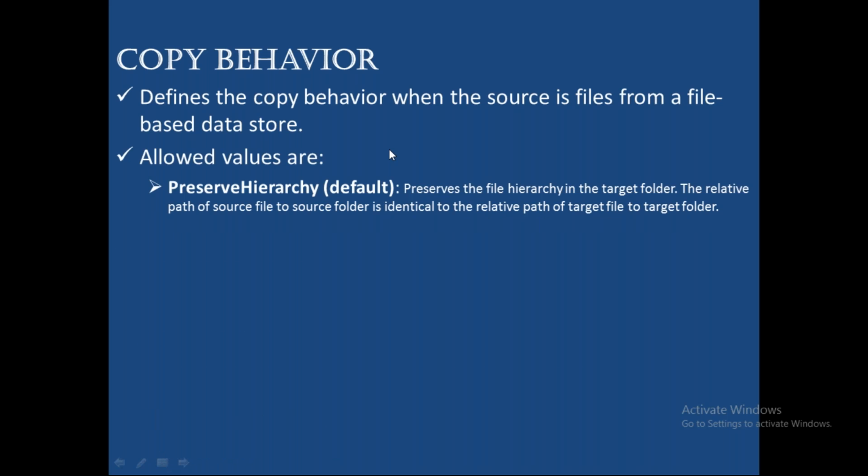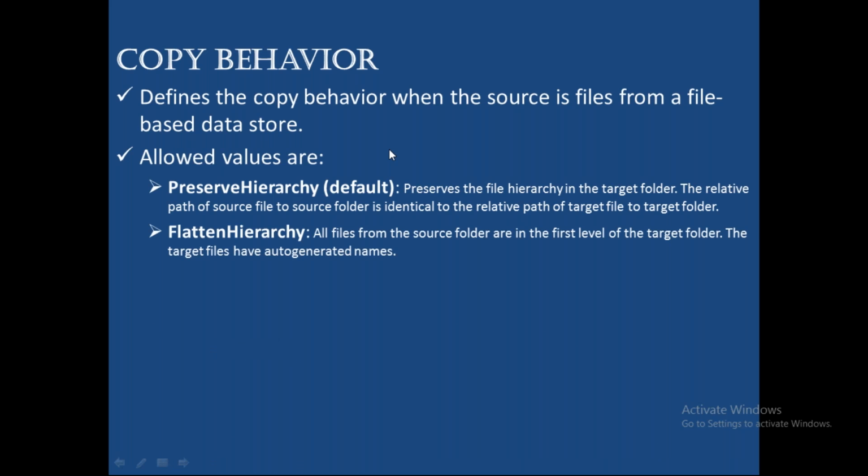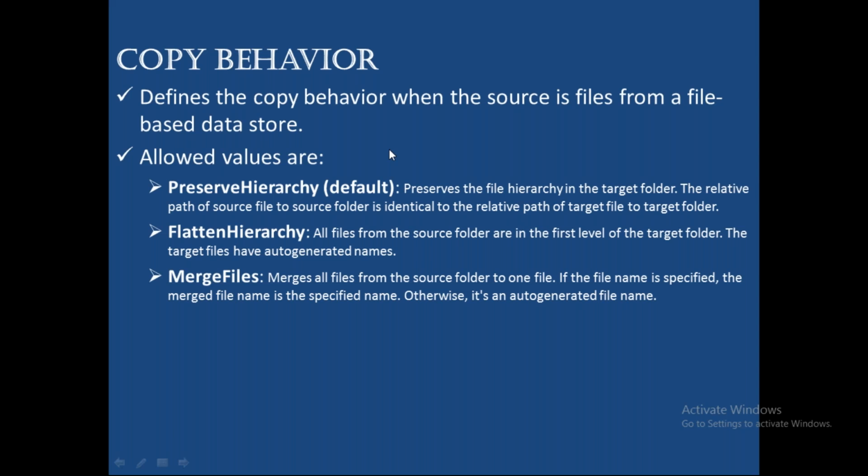What are those? Preserve hierarchy: we have seen, exactly whatever structure we have on the source side, the same structure will go to your target. Flatten hierarchy will just remove all the subfolders and bring all the subfolder files to the root directory, the root folder. Next, merge files means it is going to merge all the file content and give it as a single file. We have seen without recursive and with recursive what will happen. Without recursive means it is not going to consider the subfolders.